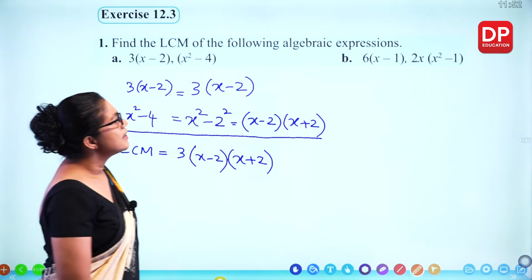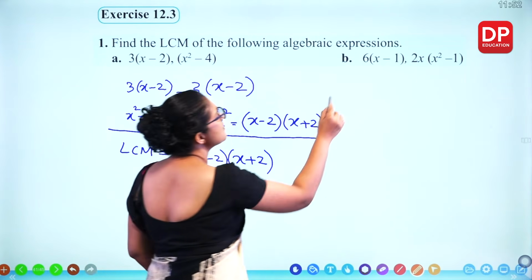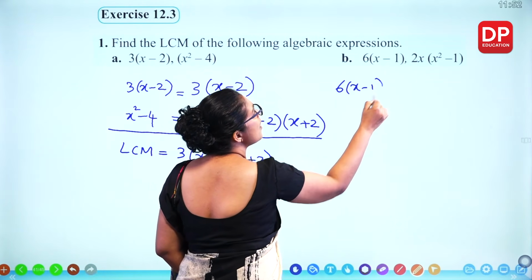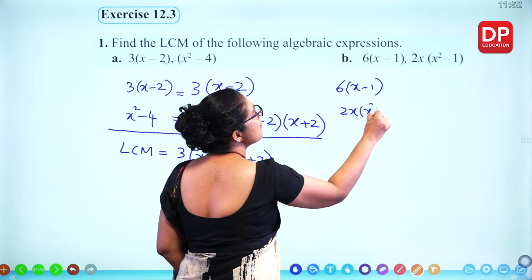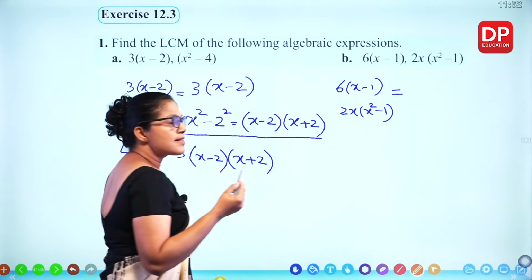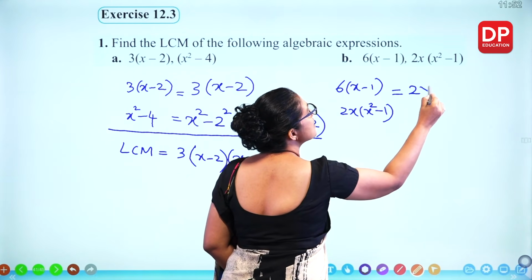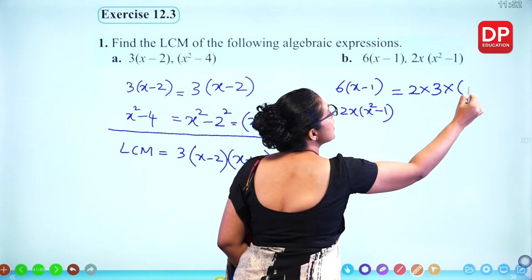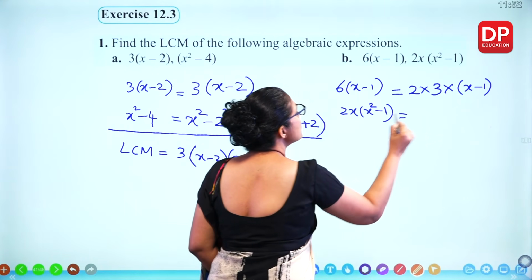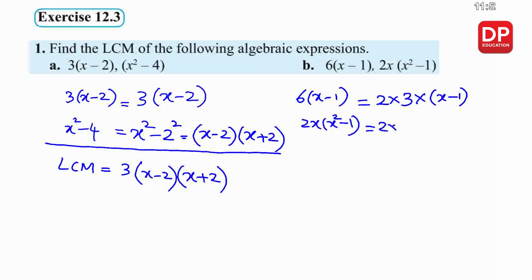Now look at the second one. What are the two terms? You are getting 6x - 1, 2x, x squared - 1. 6 you need to write as prime factors. What's 6? 2 times 3. And you get (x - 1). What about this one? 2 times x is there and x squared - 1. This is the difference between two squared terms. So here this is 1 squared is there. So you can write 1 is positive, 1 is negative.